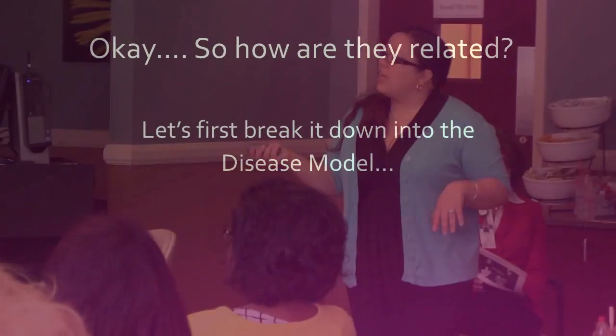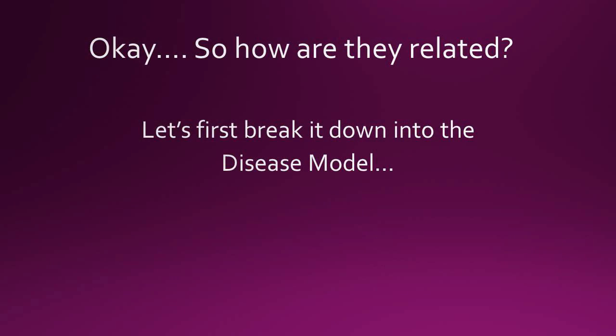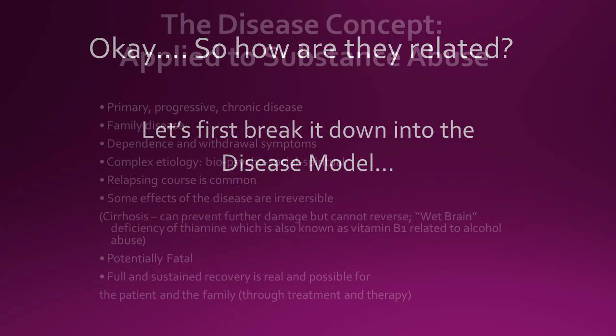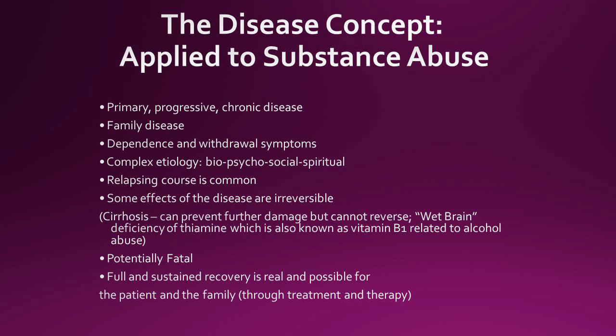Okay, so if we break these down into the disease model of perception, the disease concept applied to substance abuse, we know it's a primary progressive chronic disease, right? It is primary. We do have to treat it first. There will be co-occurring stuff, but it is one. I mean, we can't really treat depression and anxiety if someone's drinking a fifth of liquor a day, right? It's progressive. If we don't stop it, it will continue to get worse.